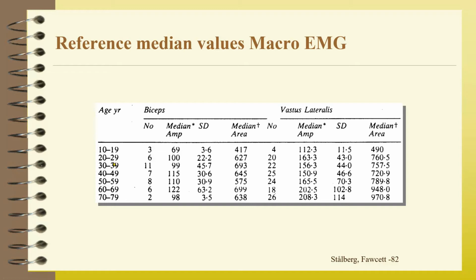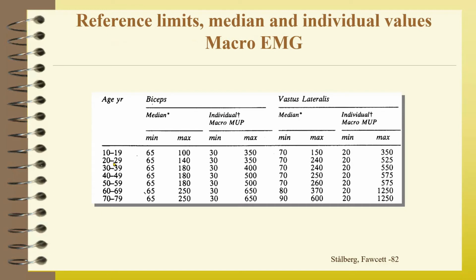But we are also interested in individual motor units, to look at outliers. So the median value at age group 20 to 29 should be between 65 and 100. That is the median. That means the average of all the recordings. But individual macro EMG can be up to 350 microvolt. So we have an upper normal limit for that and a lower limit.